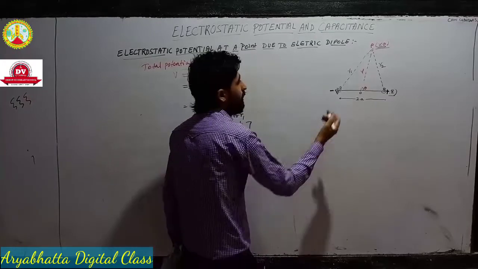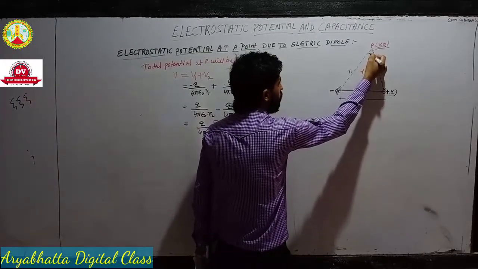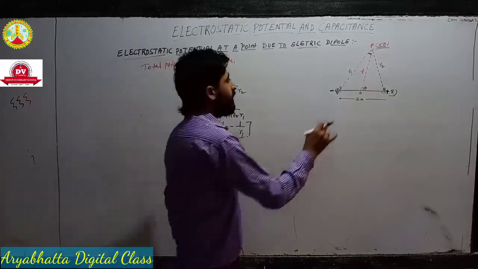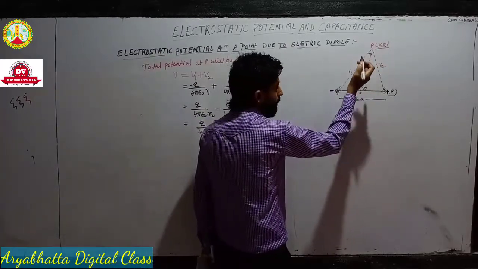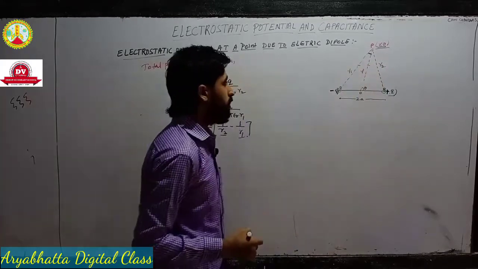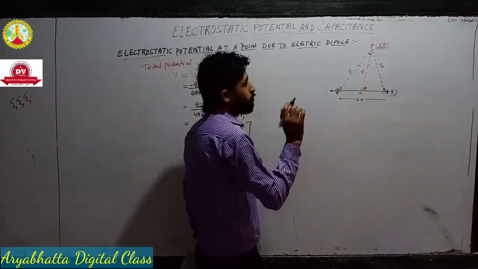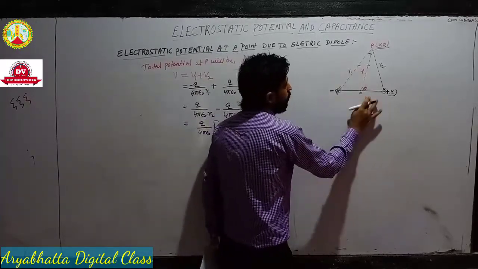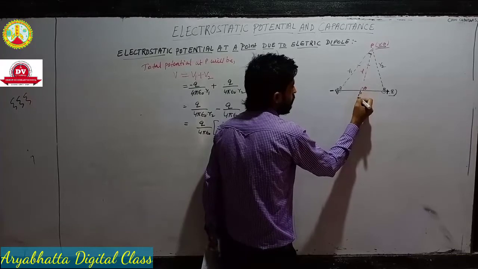Now see, this angle is very, very small. If this angle is very small, then by drawing a perpendicular, we can tell that this r and r1 must be equal. But there should be a perpendicular, and we cannot see any perpendicular here, right? So what we will do here, we will just extend this.